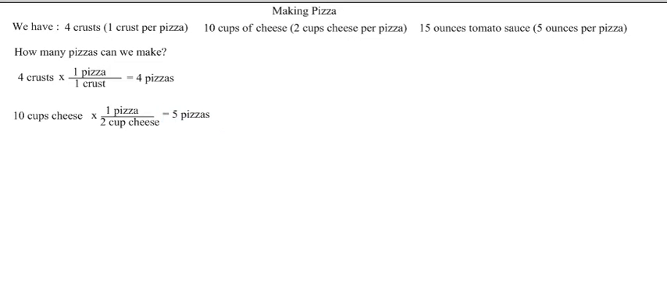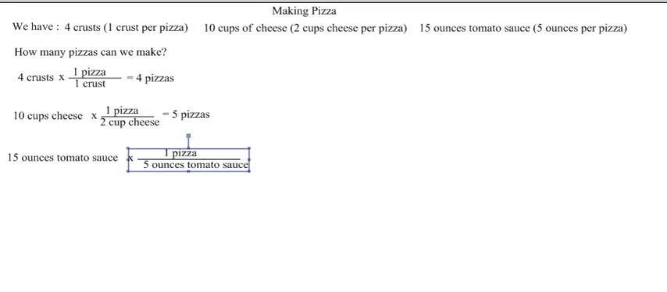And finally, if we look at the tomato sauce, and we know that it is 1 pizza for every 5 ounces of tomato sauce, that means that we can make 3 pizzas based on our tomato sauce. What this information tells us is that we're going to run out of tomato sauce before we run out of anything else. The tomato sauce is going to limit how many pizzas we can make. We're going to call that tomato sauce our limiting reagent. Everything else is said to be an excess or an excess reagent. So we're going to be able to make 3 pizzas.